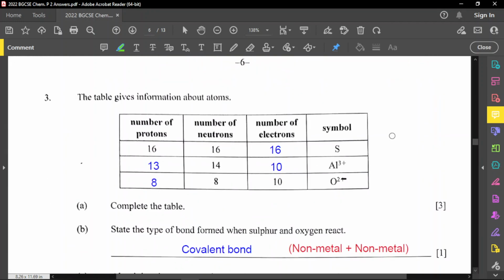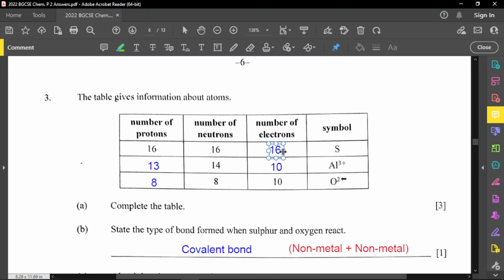For question number 3, the table gives information about atoms. And so you have number of protons right here, you have number of neutrons, you have number of electrons, and you have the symbol. And so for the first row, which is sulfur, you have a proton number of 16, so therefore the number of electrons must also be 16, because in an atom, the atomic number, the proton number, and also number of electrons, they're all equal.